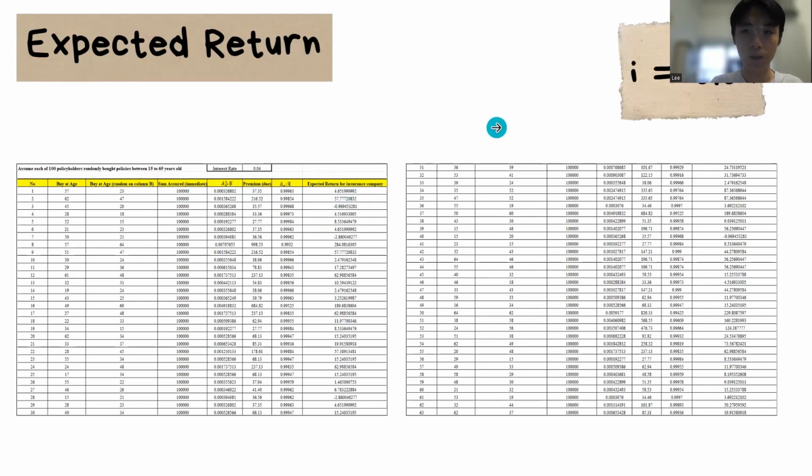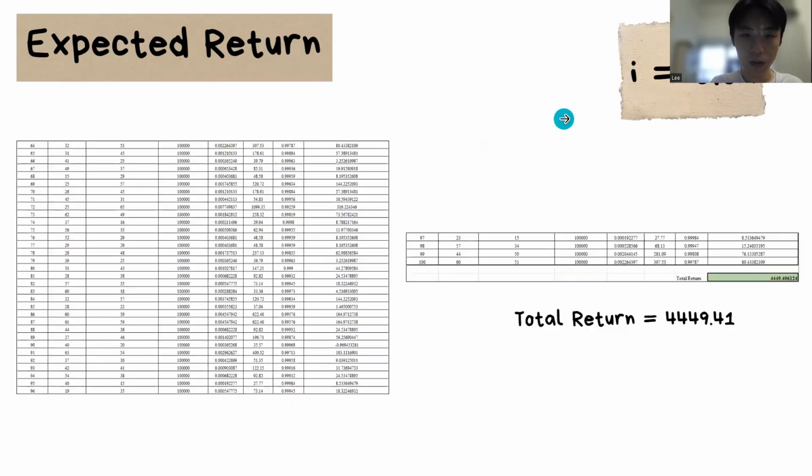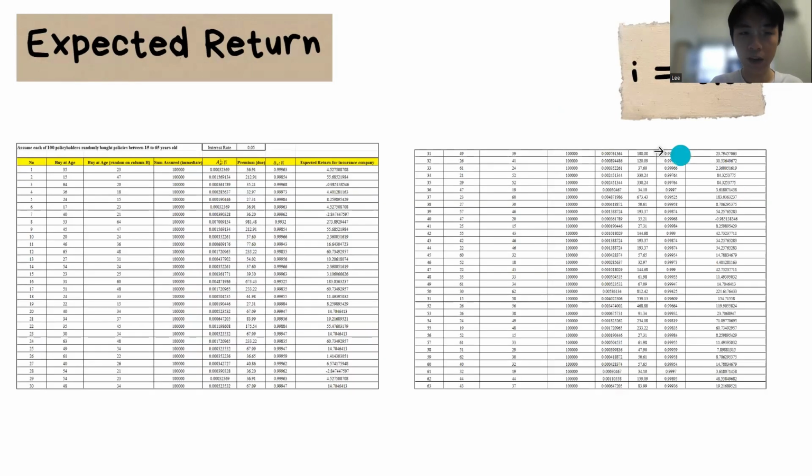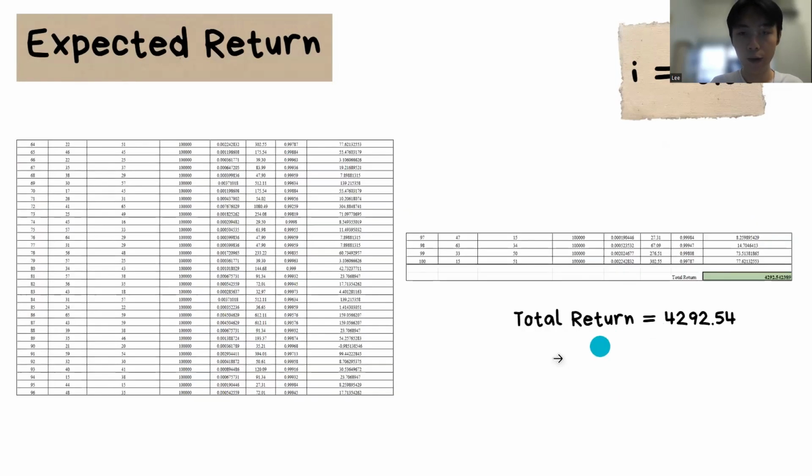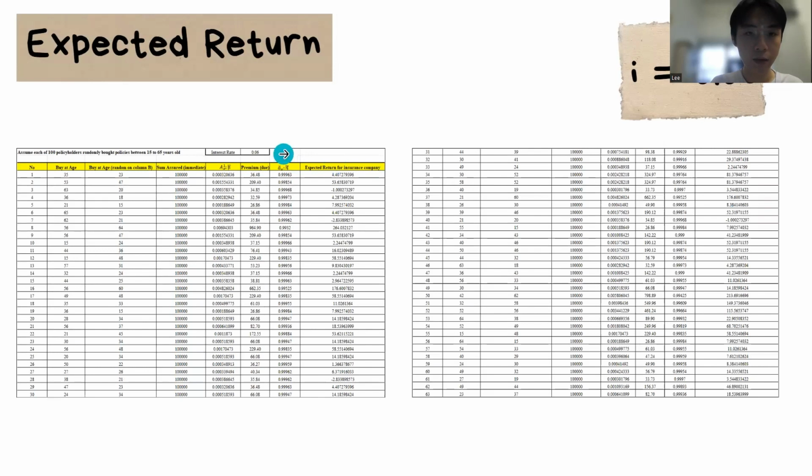So we need to use the premium to deduct by the sum assured. This is from the 4% interest rate for 100 policyholders at different ages. So we can see from 4%, the total return is 4,449. And the next scenario, which is 5%, also by using the same way, just changing the interest rate, we can find the total return is 4,292.54.